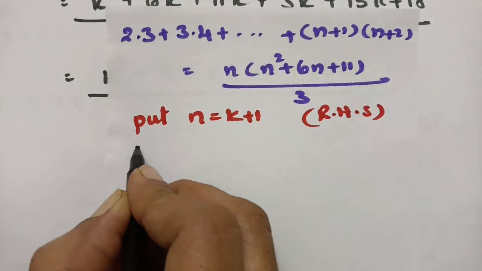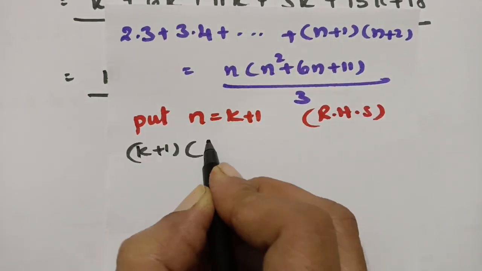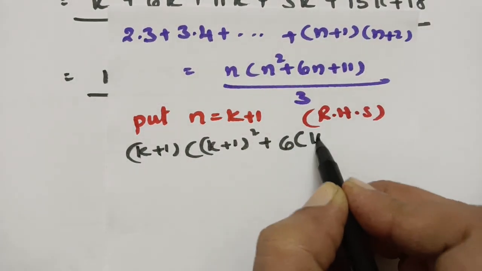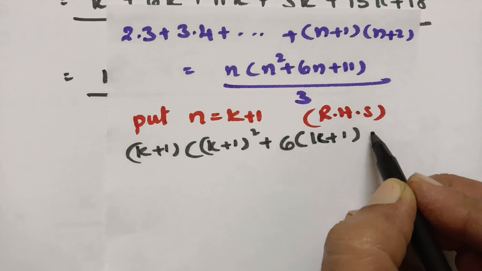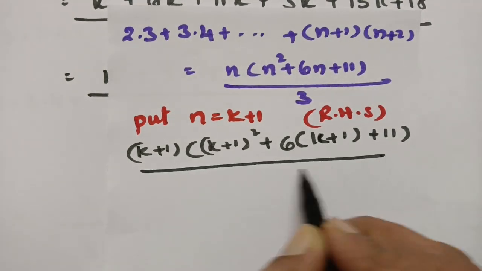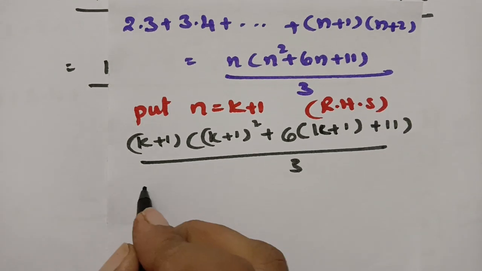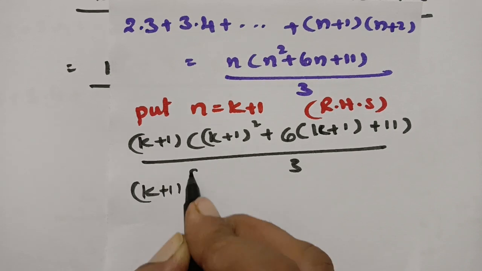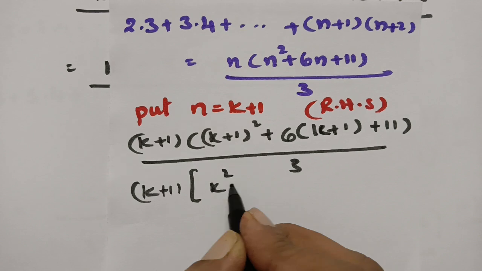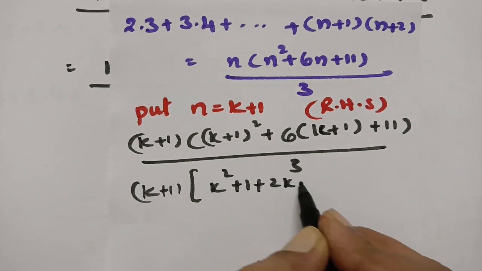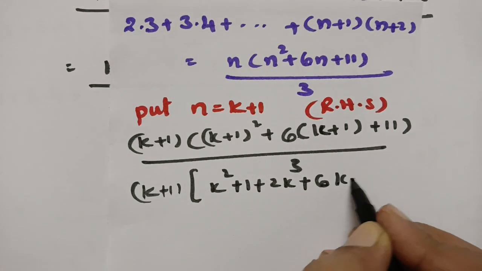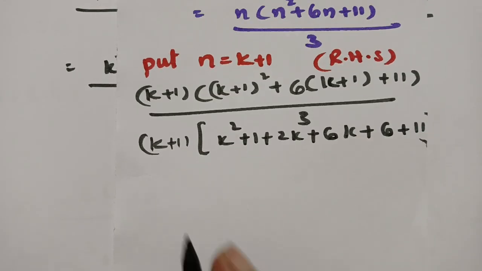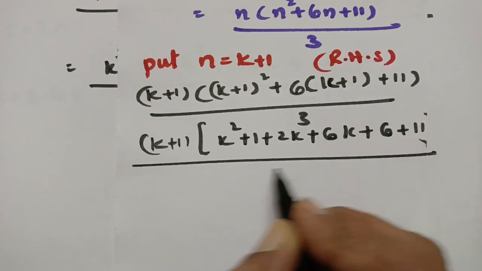If I keep k plus 1 here, this will be k plus 1, so this is k plus 1 whole square. So in place of n, if I keep k plus 1, and next one this is 11 by 3. Clear? And now this one will be k plus 1. If I expand this one, this is a square plus b square plus 2ab. This will be 6k plus 6 plus 11. Clear? And the next thing here is by 3.